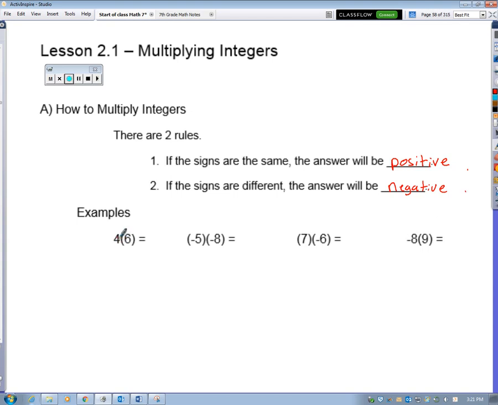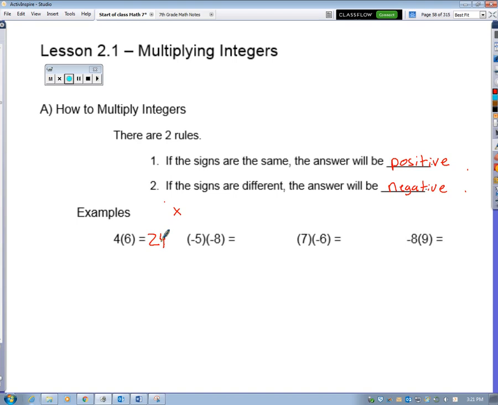We have simply 4 times 6, and they use these parentheses here as a way to multiply, because later on in the book we're going to be working with variables, like solving for x, so we're getting away from using x so we don't get too confused. So this is just simply 4 times 6, 24. Just like normal, they're both positive. It's just a normal 24, just like you would multiply.